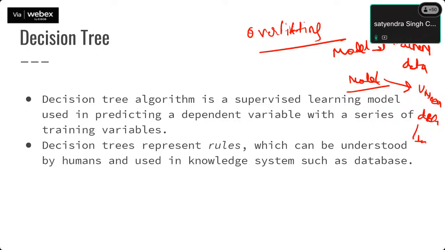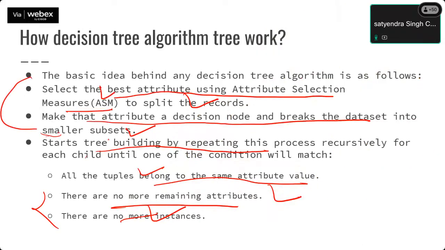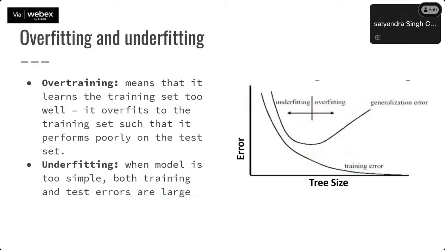On unseen data or test data, the performance is very poor. So overfitting means it learns the training set too well, that it overfits to the training set such that it performs poorly on the test data. And similarly, underfitting is when the model is too simple, and both training and test errors are large.